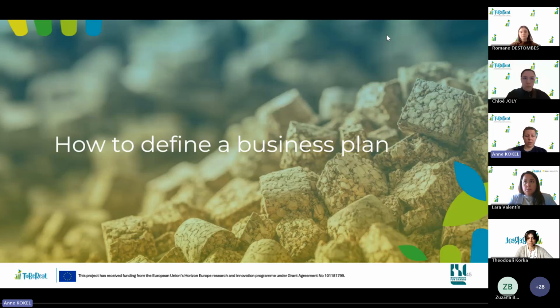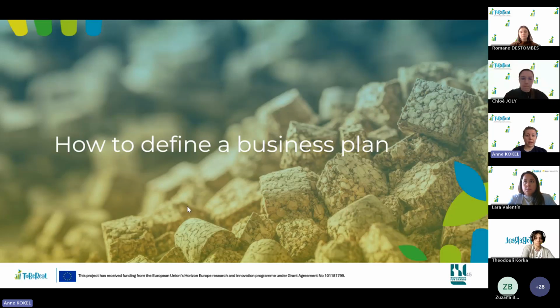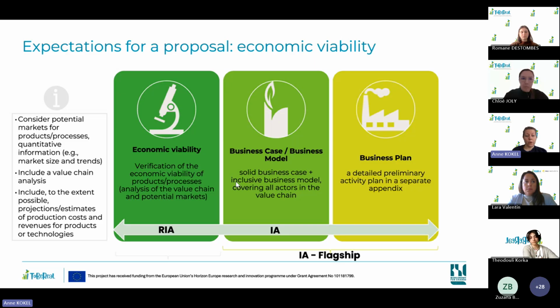So that's the transition: how to define a business plan. First, for a research innovation action, what you'll have to show is the economic viability of your products or processes. For this, you need to include the entire value chain, and you need to have also targeted some potential markets. Then for an innovation action, you have to show a business case and a business model. It should be solid and sound. You need to cover all actors in the value chain.